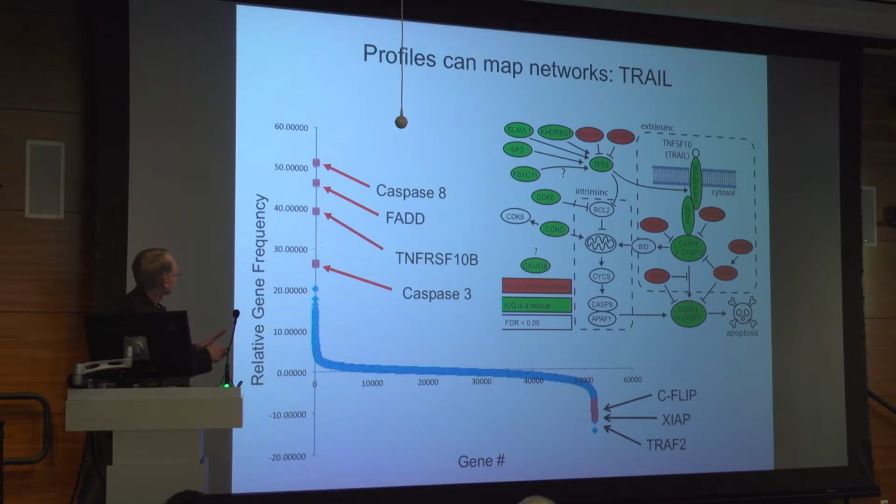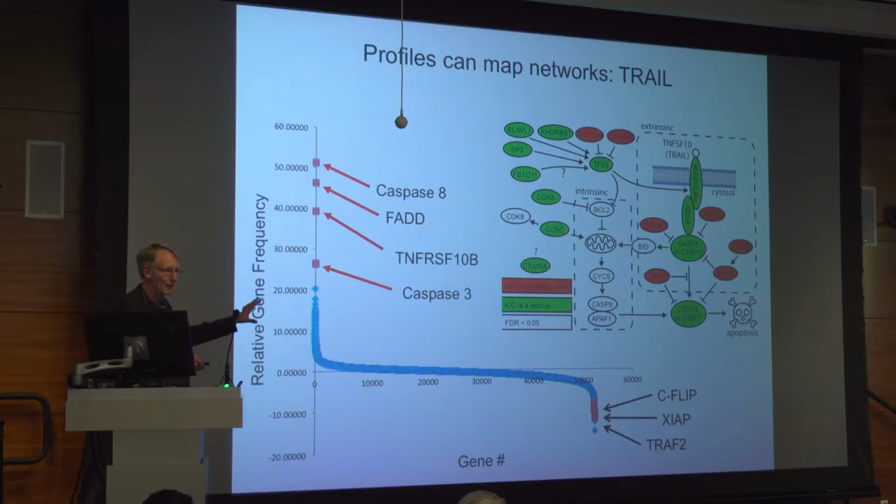So here's TRAIL ligand. This is a very strong selection, activates the extrinsic apoptotic pathway. For those of you who know this pathway, you'll see this single experiment basically lit up the entire pathway. We've got both activators and inhibitors of the pathway, as well as actually a number of uncharacterized genes that are probably new components of that network.